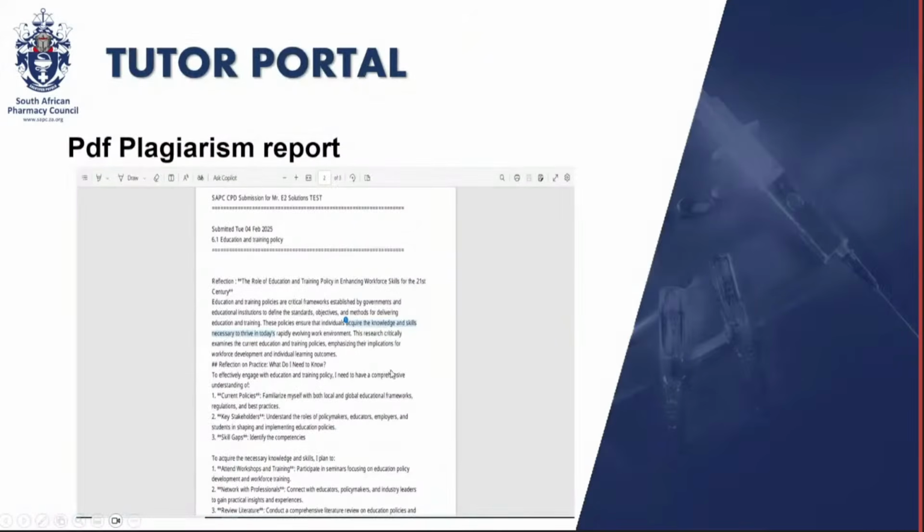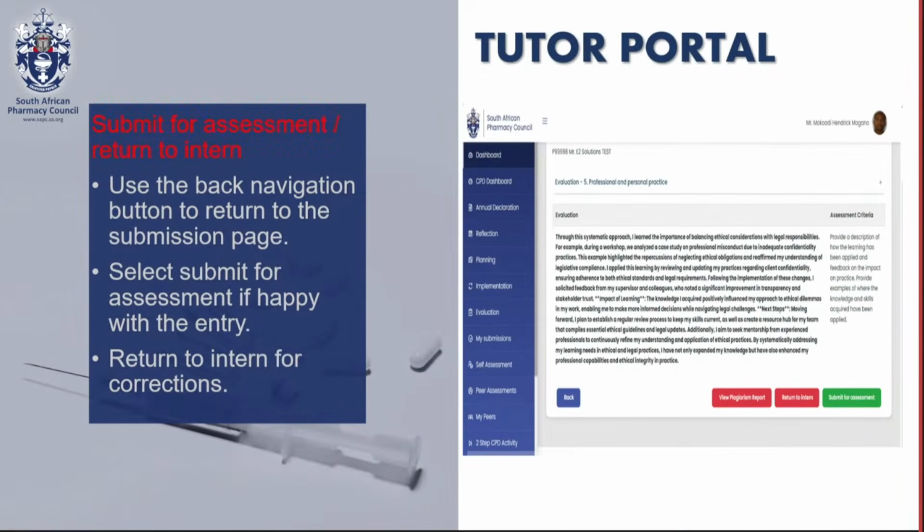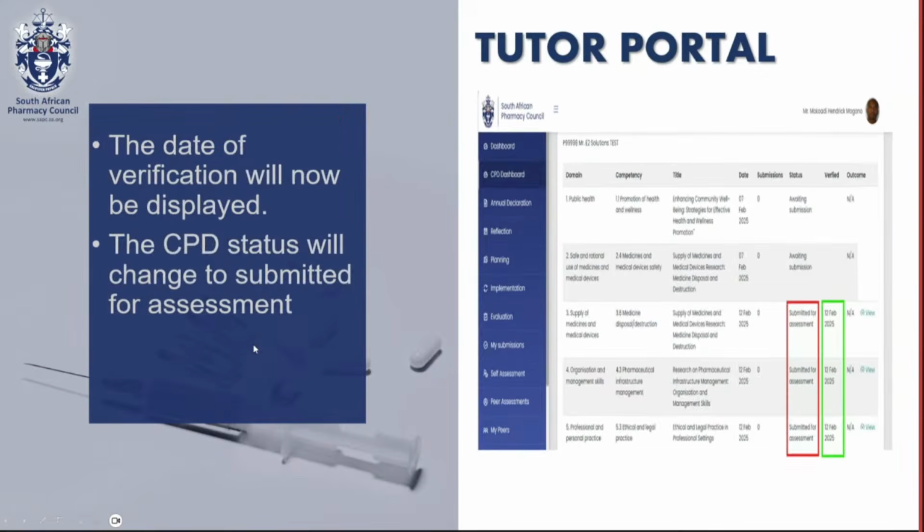It's just that I couldn't put the whole report here, but that's how you will see the sections that are selected as being similar to the other submissions. And then, okay, I touched on this. Right, and then when you are done, this is how the portal will look.